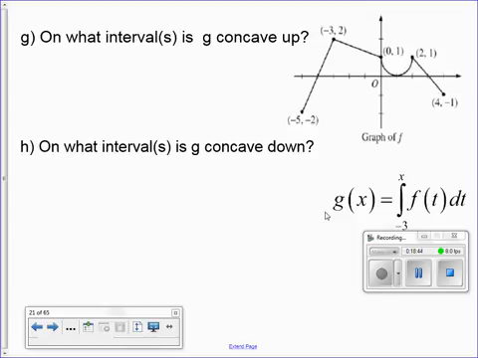On what intervals is G concave up? Tell me about G prime, where G prime is increasing, where the slopes are increasing. That's where the graph will be concave up. So you're looking where G prime is increasing.